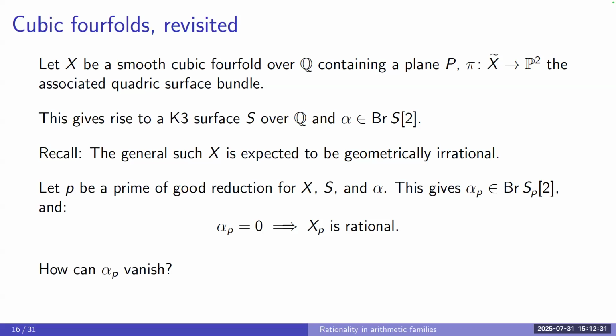Okay, so now asking about rationality of the cubic fourfold mod p can be reinterpreted in terms of this Brauer class becoming trivial mod p. Okay, so how can that happen?